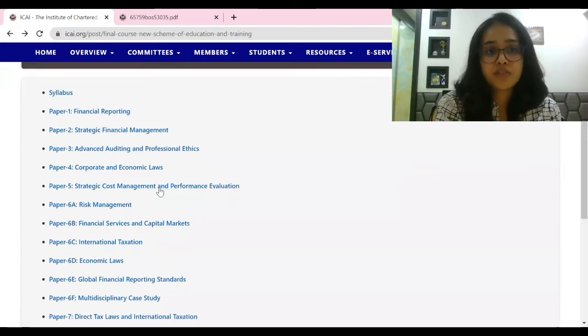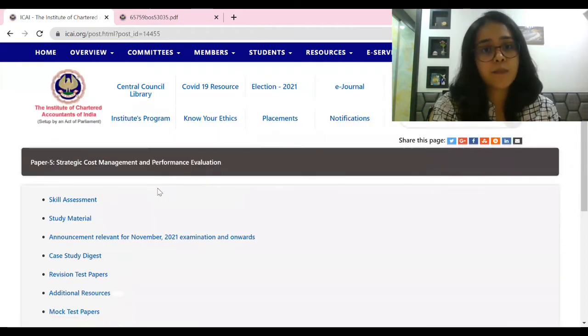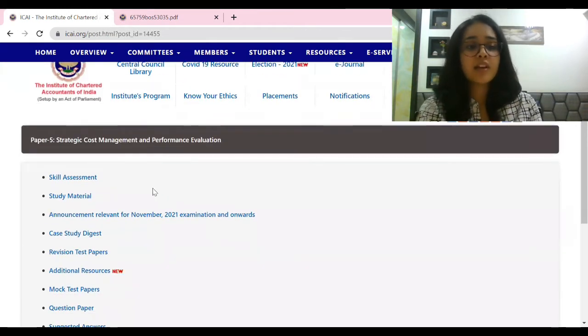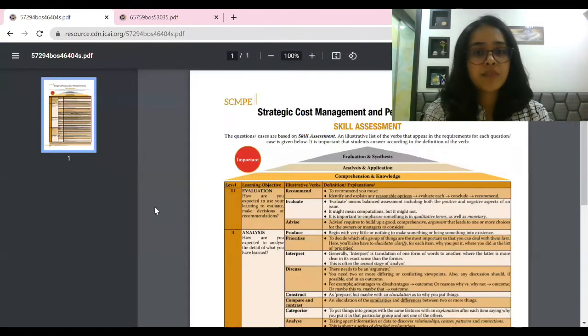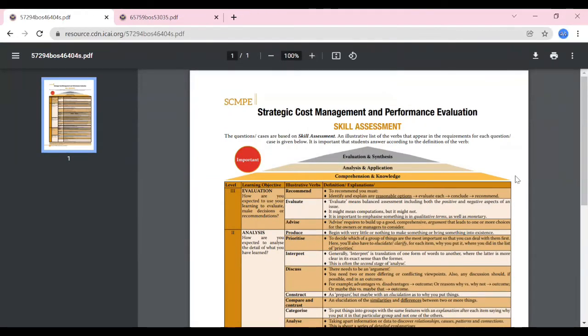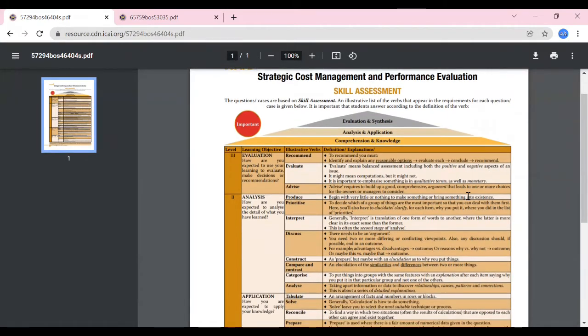Next, coming to strategic cost management and performance evaluation. The very first link that you see here is skill assessment. Now, even in my previous video, I had recommended that you go through the skill assessment here. Basically, it describes an illustrative list of verbs that appear in the requirements for each question or case given below. So basically, these are words which are used in the question.